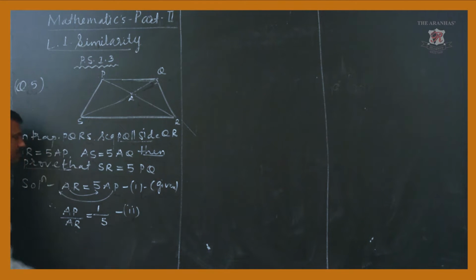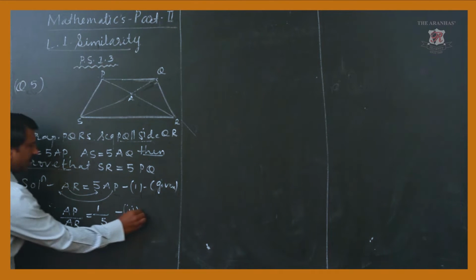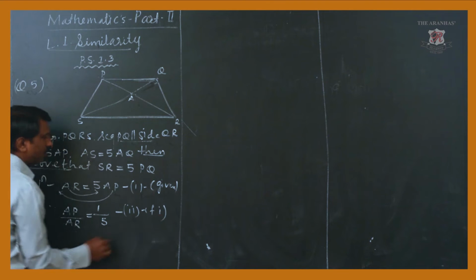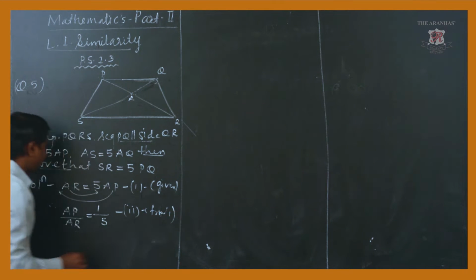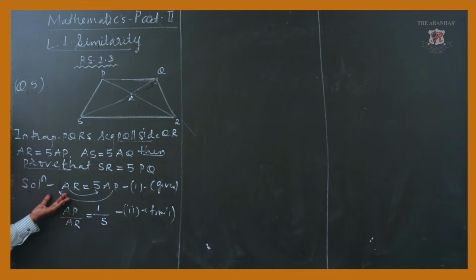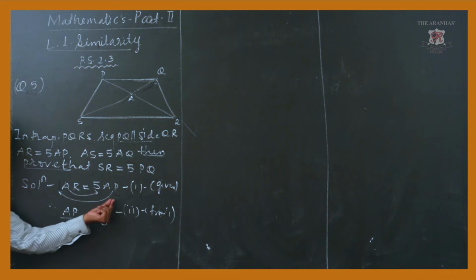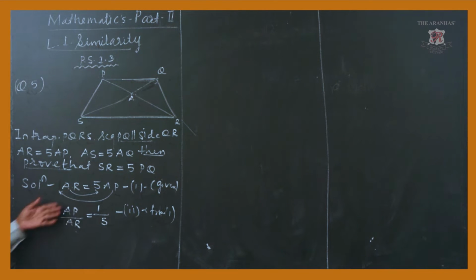This is the second ratio we get, and we write it from 1 only. In detail I will write it, this is from 1. See, in the one simple thing, the relation was given that the AR segment is 5 times AP. So in ratio form, the value of AP upon AR is 1 upon 5.